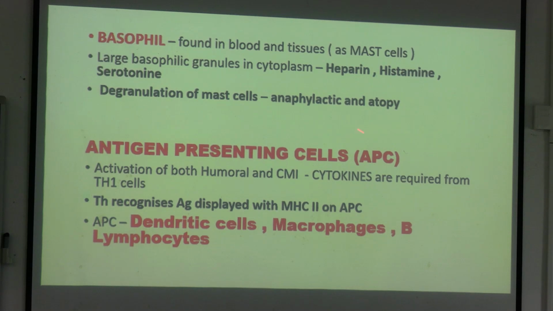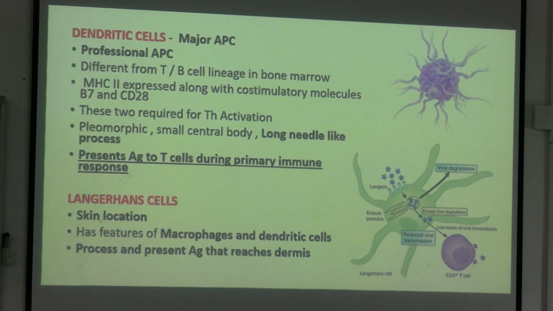Now the next important thing is the antigen presenting cells. That means the cells which are capturing the antigen and presenting it to the lymphocytes. কি আছে? Dendritic cell, macrophages as I said, and B lymphocyte. Macrophage discussion আমরা করে ফেলেছি. We are left with the dendritic cells. Dendritic cells are the major antigen presenting cell. You can see the part of the dendritic cell. Why are they called the dendritic cell? They are the professional antigen presenting cell.